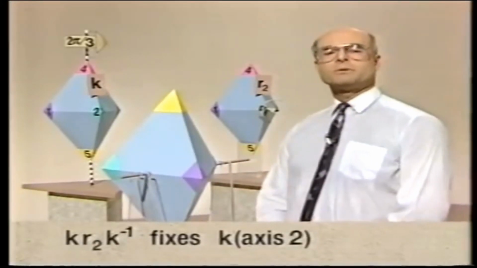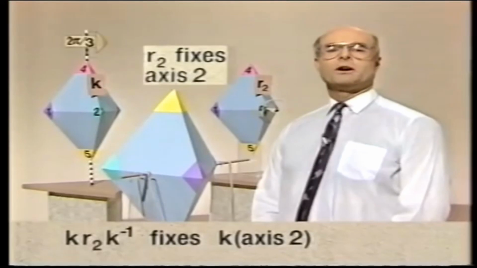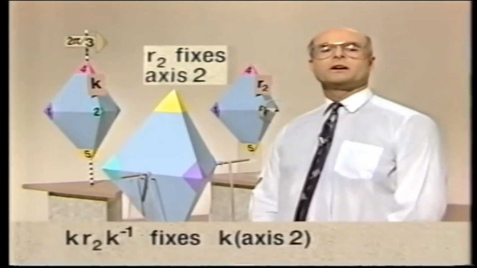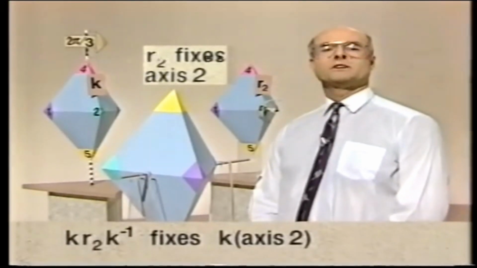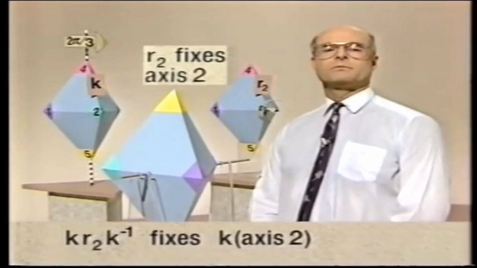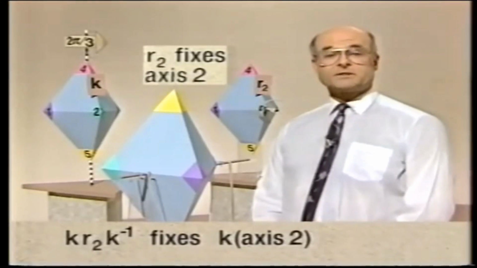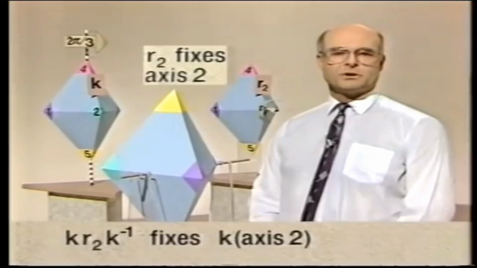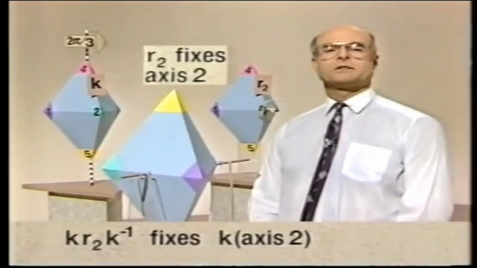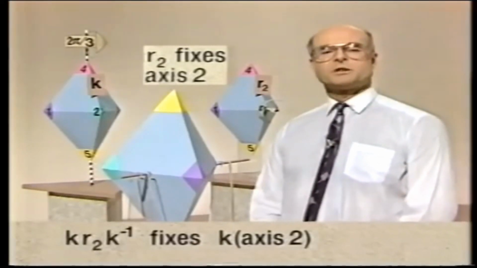In fact, this will happen whatever K we choose. R2 fixes axis 2, and K R2 K inverse will fix K of axis 2. In fact, there's nothing special about R2. All conjugates behave like this. We can express this as a general theorem.